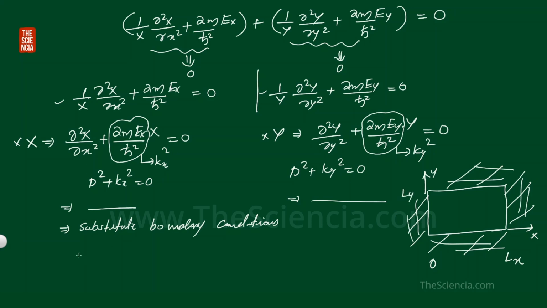So in this case we have to substitute this condition, that is, wave function psi is equal to 0 for x equal to 0 and x equal to Lx. And for this case we have to substitute psi is equal to 0 for y equal to 0 and y equal to Ly. So by substituting these boundary conditions and after some mathematical manipulations, we will get the final result. Actually, we've done all those things for the 1D case. So if you want to do it by yourself, just refer to the 1D box.